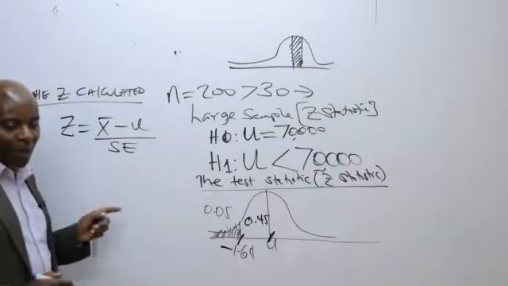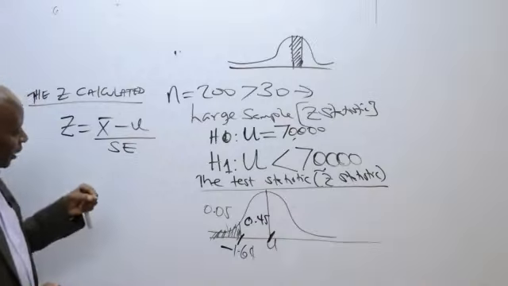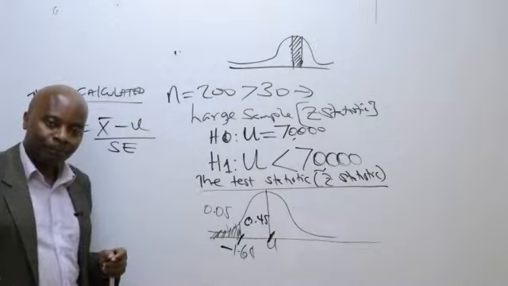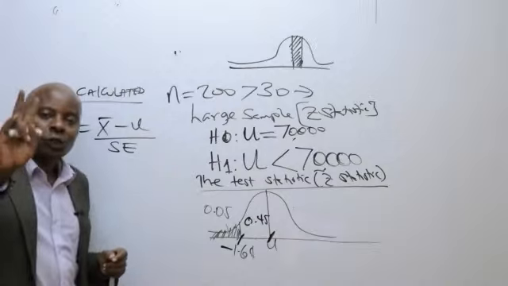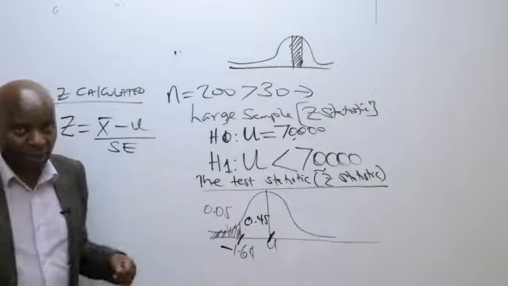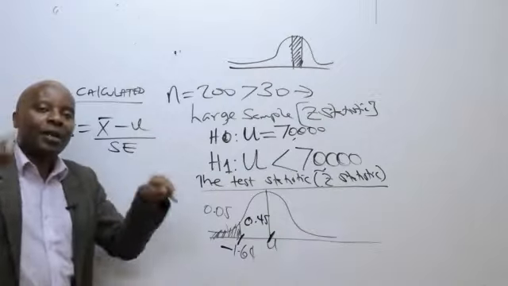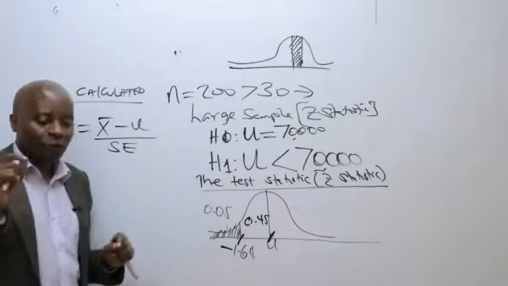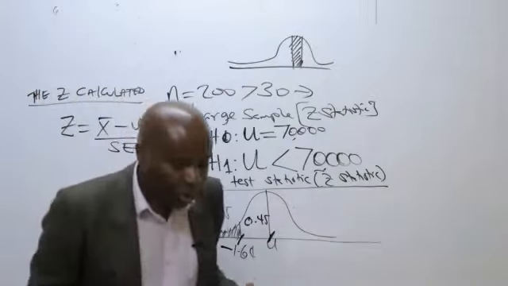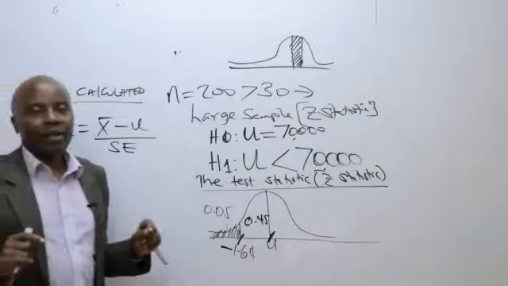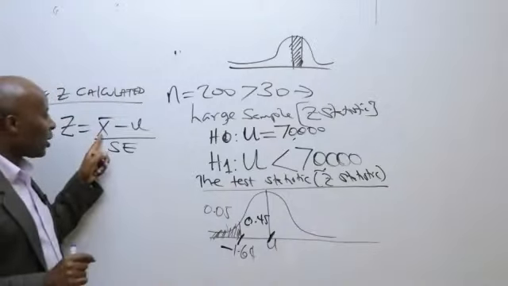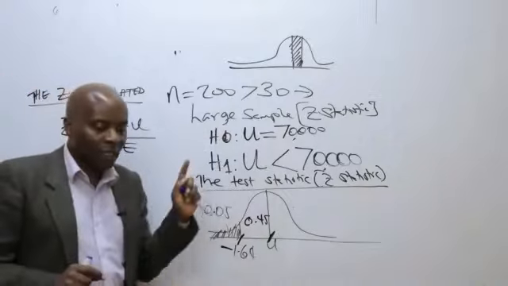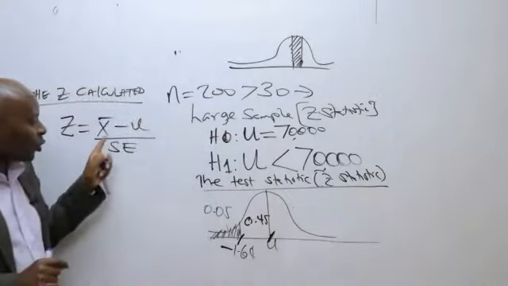The standard error. Now, this great lady has gone ahead and did some sampling. She sampled out 200 accounts, quite a big sample. And out of the 200 accounts she was able to sample, she got a mean receipt of 66,000. So the sample mean is 66,000, and the population mean is 70,000. But what about the standard error?